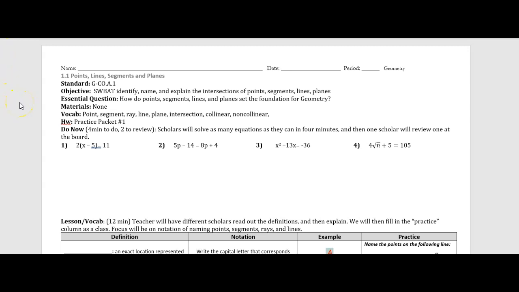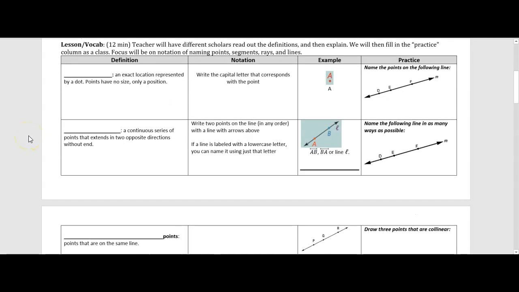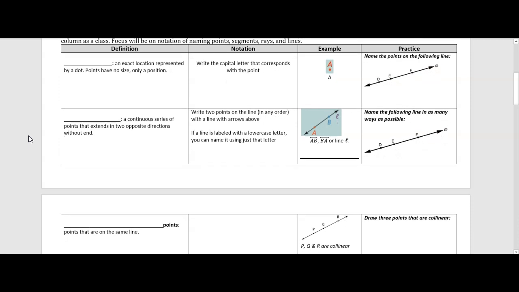Last lesson we just reviewed some different types of one variable equations that it's good to know how to solve before you enter geometry. Today we're going to start with our fundamental definitions, which are kind of the building blocks of the rest of this geometry course. So you guys can work through the do now. That's just four different equations for you to solve based on the ones we did in our last video. But I am going to jump down to our definitions.